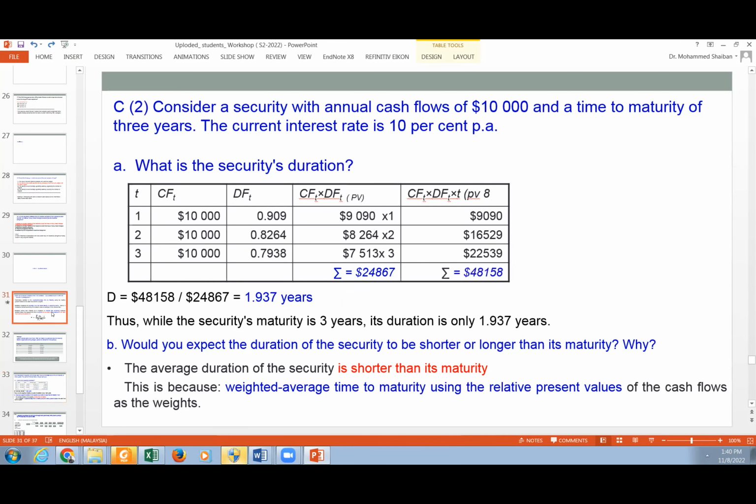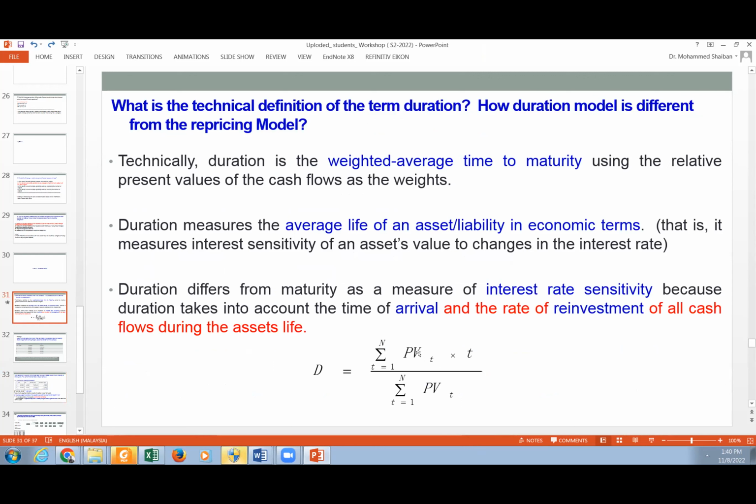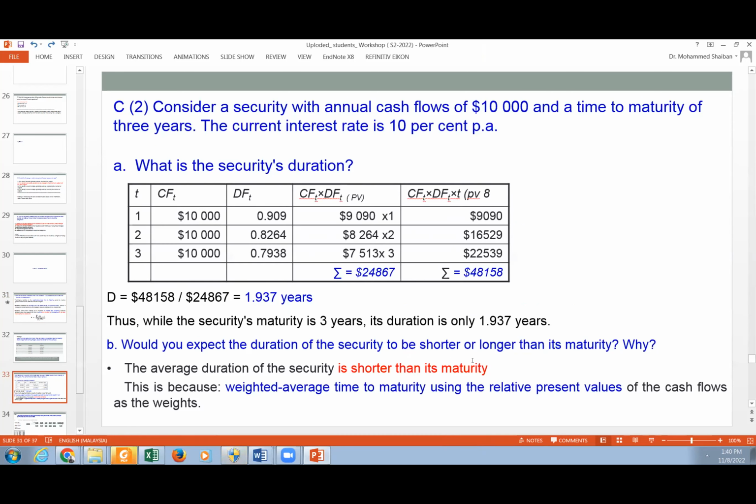If you want to come back to this formula, now the numerator is the present value times the time, and this is the present value of all the payments. If I calculate it now, I divide this value by this value according to the formula, and I find it to be 1.937 years, which is less than 2 years. Now, as you can see, when you calculate according to the repricing model, I am actually using this 3 years, but the duration model tells me no, both are under the 2 years. Actually, this is from 1 to 2 years.